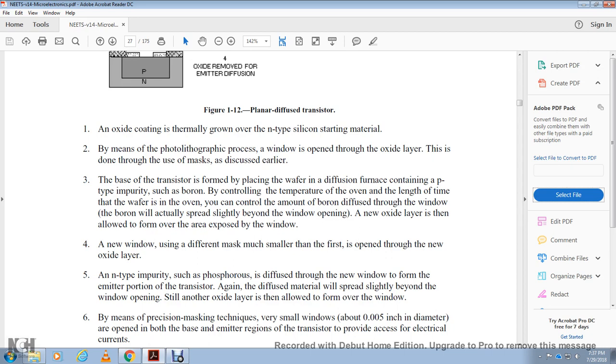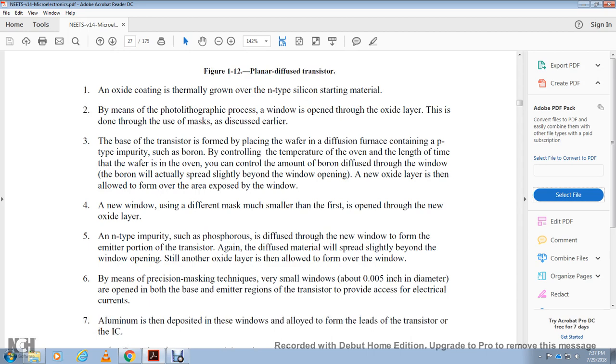Another oxide layer is formed over the window by means of a precision masking technique. Very small windows, about 5,000th of an inch in diameter, are opened in both the base and emitter regions of the transistor to provide access to the electrodes, with aluminum deposited in the windows to form the leads of the transistor of the integrated circuit.